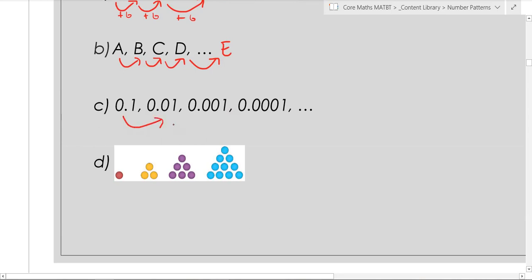0.1, 0.01, 0.001, 0.0001. Okay, and I can say, what do you think the next one will be? Well, it looks like this is dividing by 10 each time. Okay, dividing by 10. So if you divide this number by 10, it should be 0.00001. Okay, so that's the next number in that sequence.